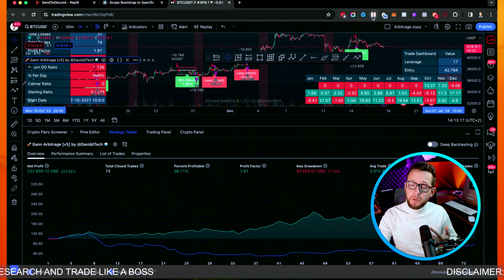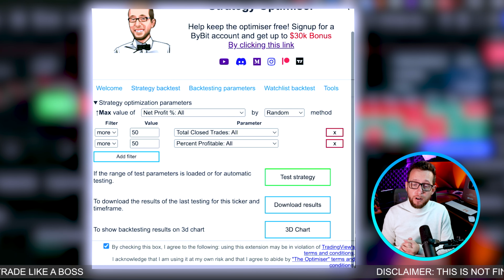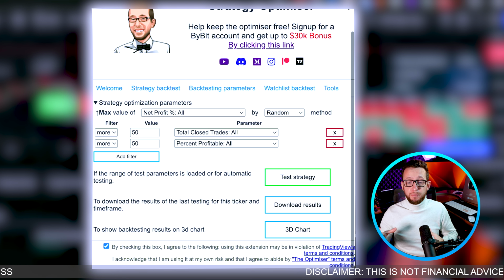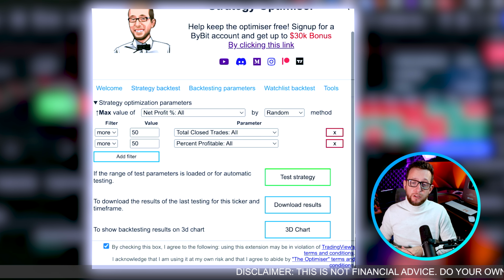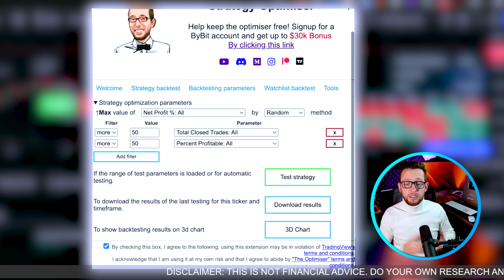Fortunately, as a community, we've also created this plugin for Chrome, which allows us to use kind of bots to optimize and try and find those trading strategy settings in the background so you don't have to do it.